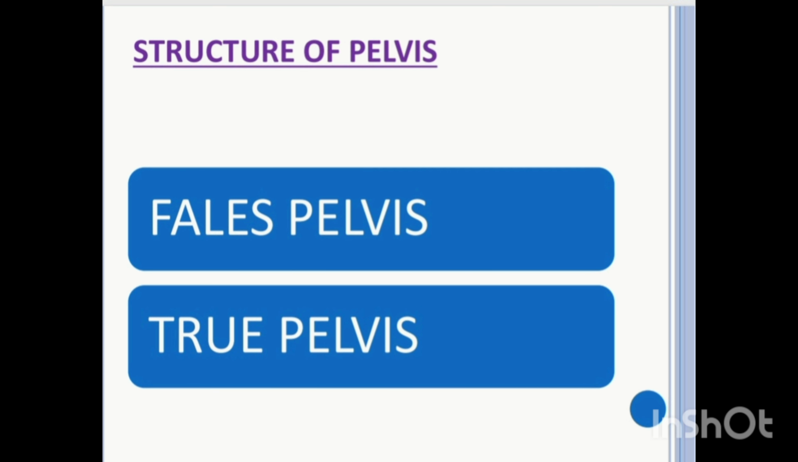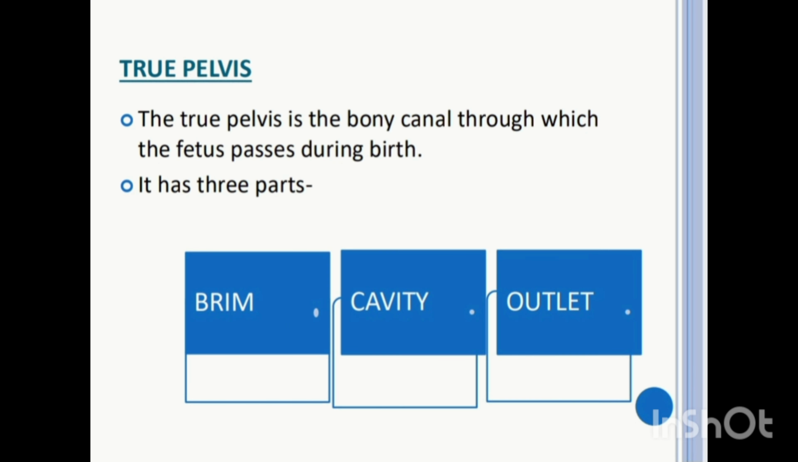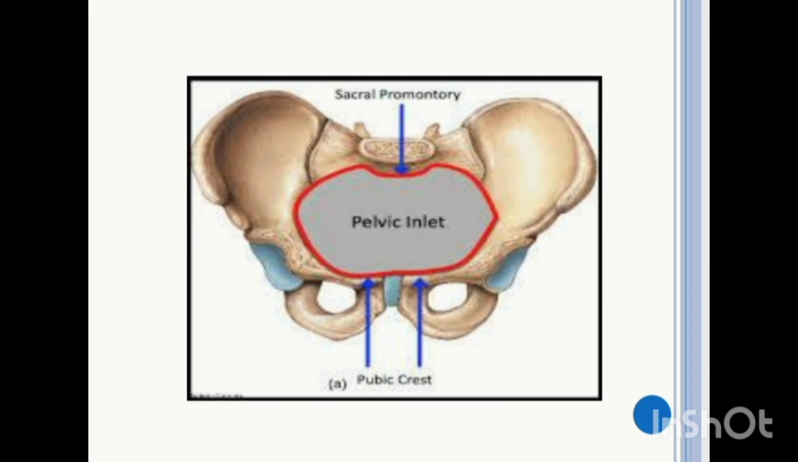Now we will discuss the structure of the pelvis. The pelvis is divided into the true pelvis and the false pelvis. The true pelvis is the bony canal through which the fetus must pass during birth, and it has a brim, cavity and outlet. This is the pelvic brim or inlet, how it looks.